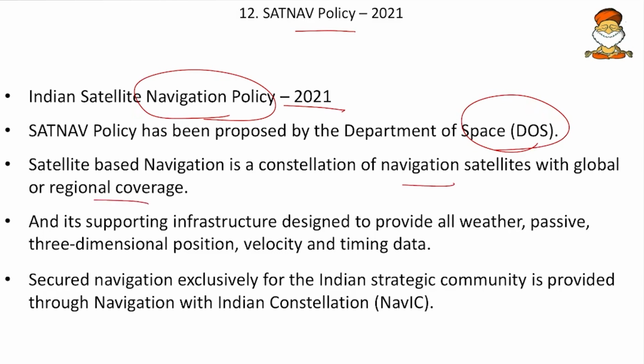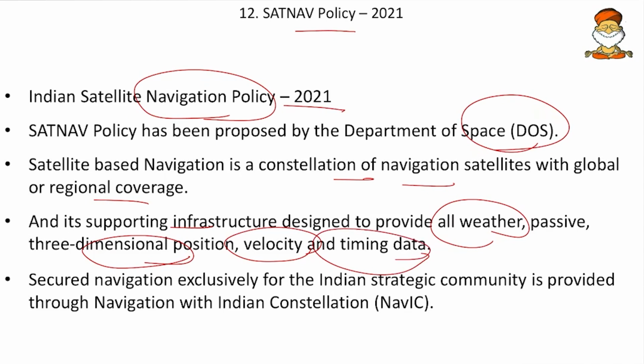And friends, NavIC is not only a constellation of navigational satellites, but it also has supporting infrastructure. That gives all-weather data, so in any kind of weather we get the data, and it also gives 3-dimensional positions of any object, the velocity of a moving object, and also timing data. So at what time you will leave the house and by what time you will reach the office, all these will be given by the navigation system. We also know that NavIC provides civilian as well as strategic services: civilian for common people, strategic for military people.